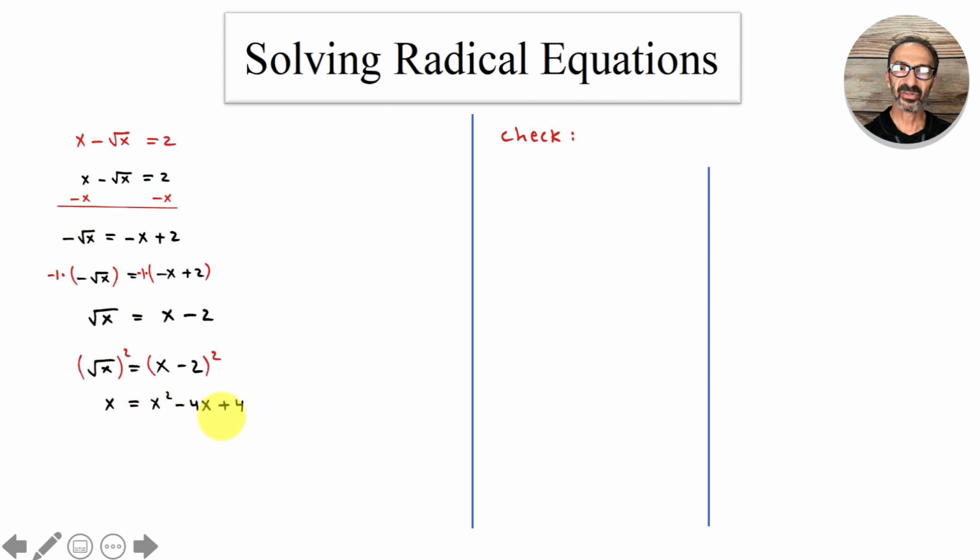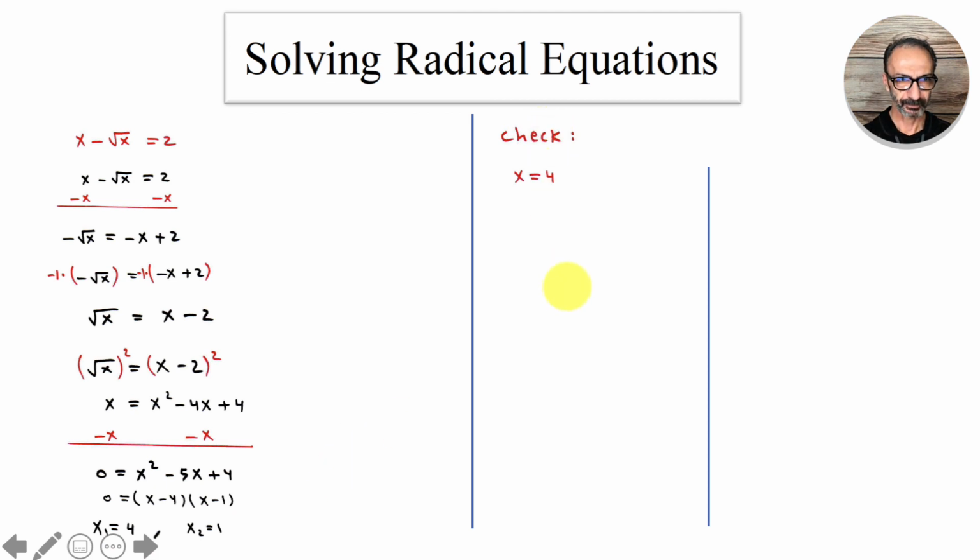Let's move everything to one side and cancel the x from the left. I get minus 5x right there. Factor it. X minus 4 times x minus 1. Get two answers, 4 and 1. Let's check. 4. Plug it in. That's 4 minus square root of 4 equals 2, with a question mark. 4 minus 2 is 2. It checks.